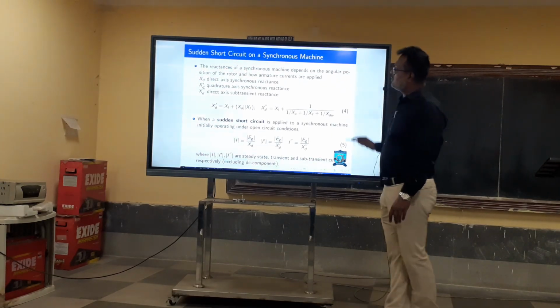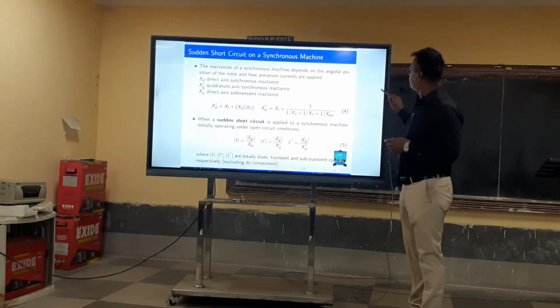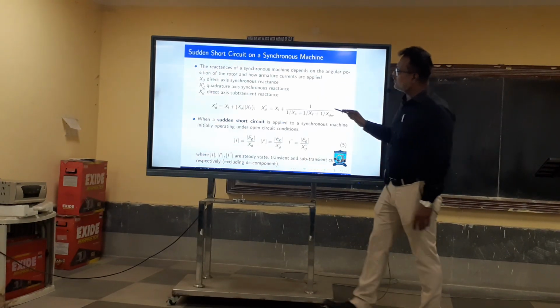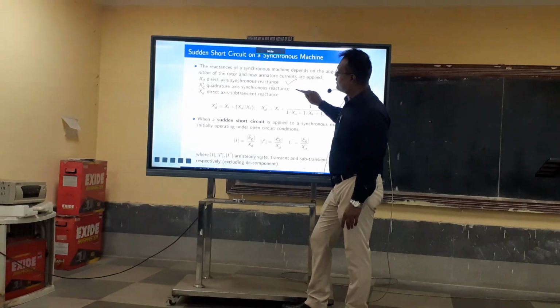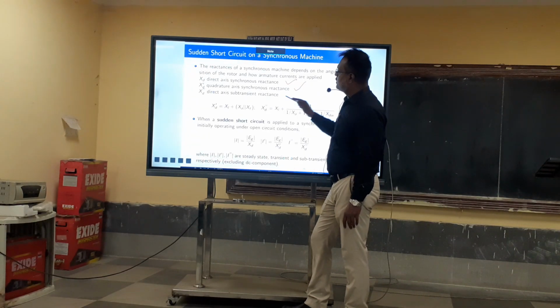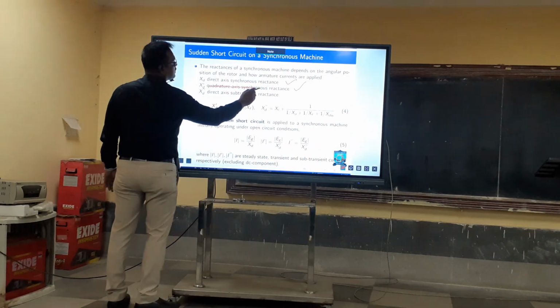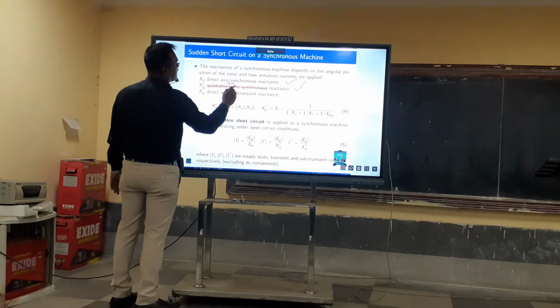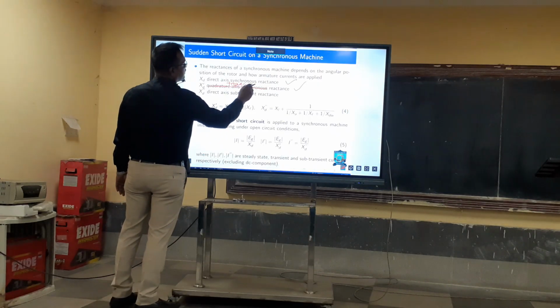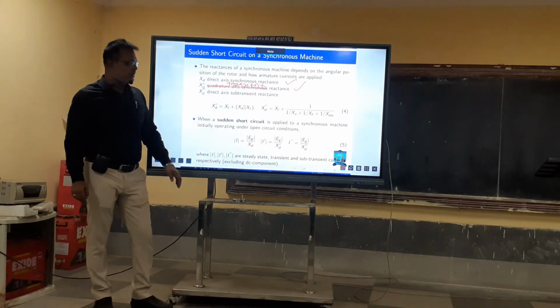Now, again explaining the same thing mathematically. Suppose Xd is the direct axis synchronous reactance, Xd dash, this I have to draw, is the direct axis transient reactance. Xd double dash is the direct axis subtransient reactance.